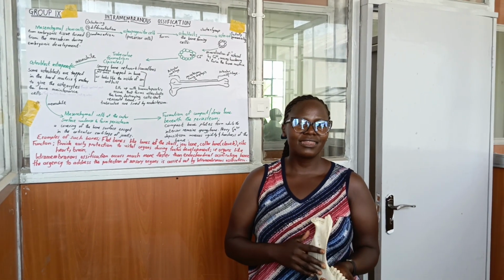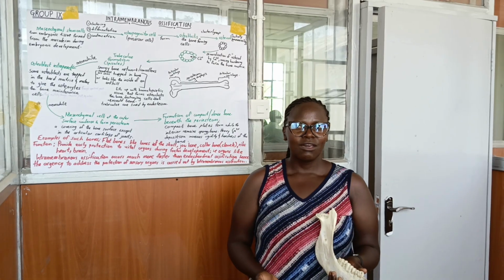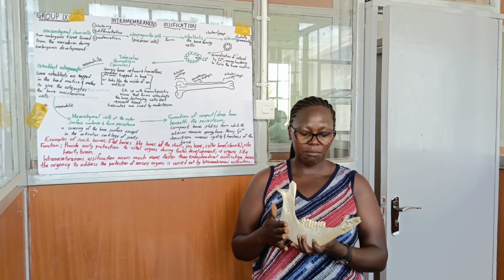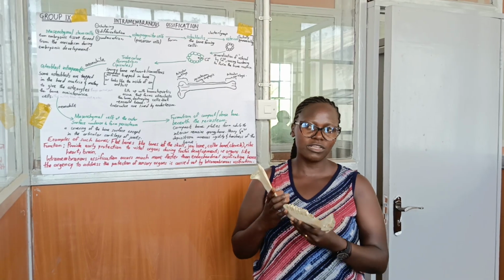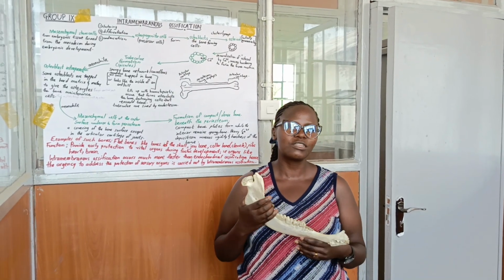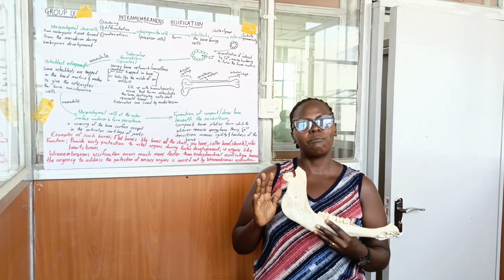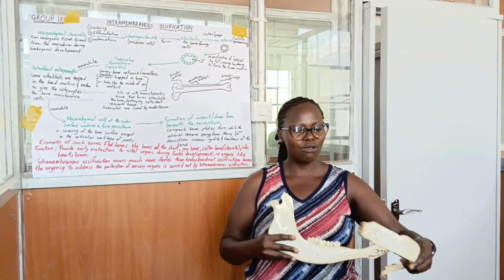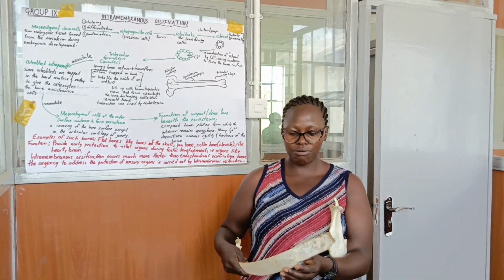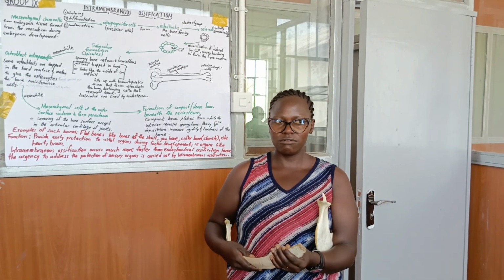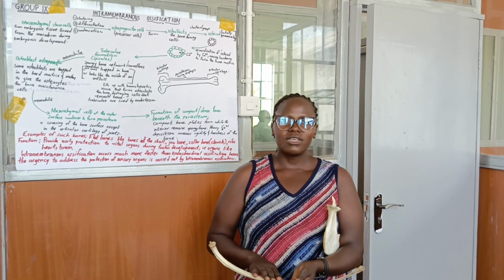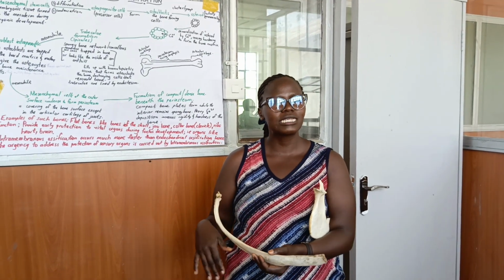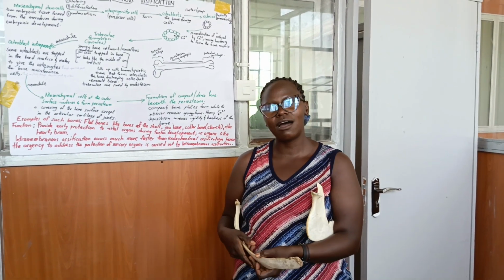We are looking at flat bones, where we have the jaw bone as an example of a flat bone, which is used to support the skull. And here also we have a rib cage. This one is used for supporting our internal organs like the lungs, liver, and so on.